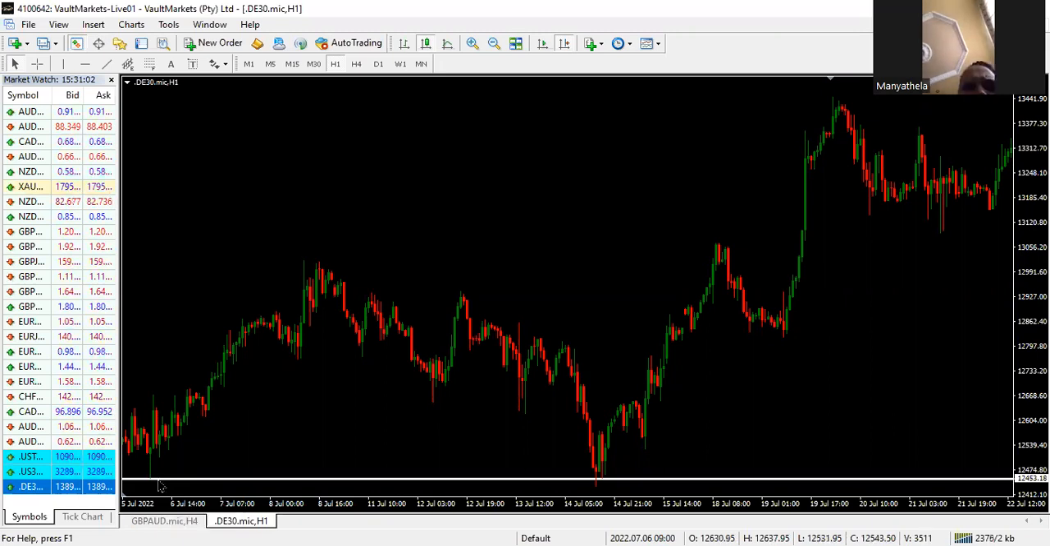Okay, that's good. And then this is our new support. Let's say there's nothing on our left-hand side. This is our new support. And then you can see what happened. The price went all the way up from 5 July to 14 July on the 1 hour time frame.